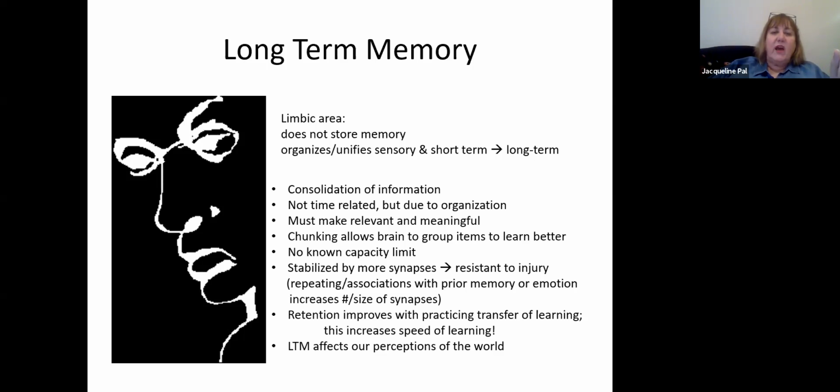The first thing you have to do is consolidate the information. And that doesn't have to do with the amount of time you're spending on it. That has to do with organizing it so it follows logically, whether you make an outline or whatever. You can't just randomly learn these facts and think, oh, I've memorized these things, because you'll never remember. You haven't related them to anything. You have to make it meaningful to you.